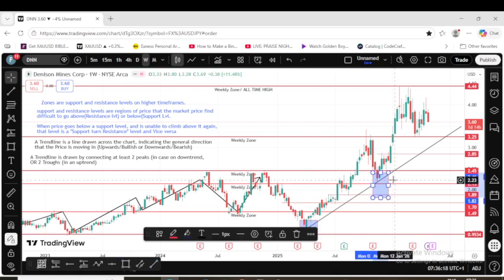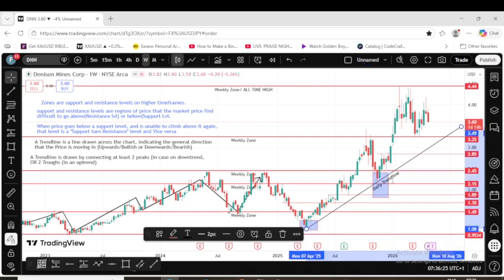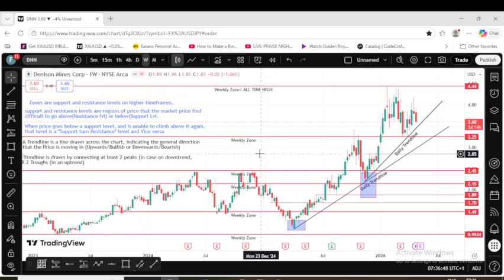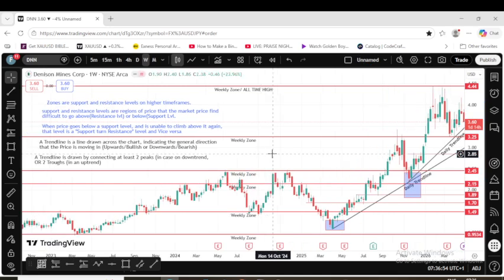This is our daily trend line. I can also draw that trend line like this. This is another daily trend line. So now we've drawn our trend lines on the weekly time frame. Let's go down to the daily time frame to see if there are any trend lines that we can draw.